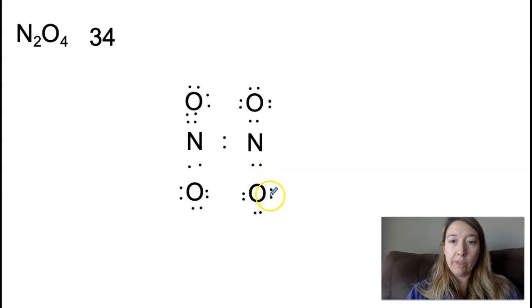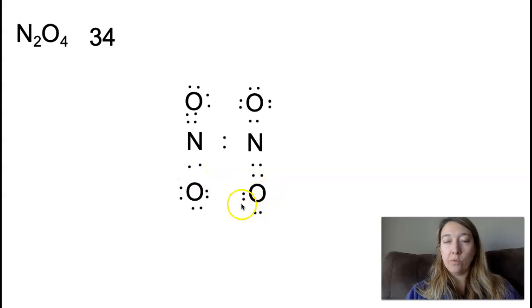So I'm going to move this pair into here, and then I'm going to erase it from where it originally was. So again, the O still stays at 8, but now this N moves up to 8 because I shifted the pair over, okay? So now when I look at it, this O has 2, 4, 6, 8. This N, 2, 4, 6, 8. This O has 8. This O has 2, 4, 6, and 8. My N, 2, 4, 6, 8. And this O has 8. Okay, so everything has a full valence shell.